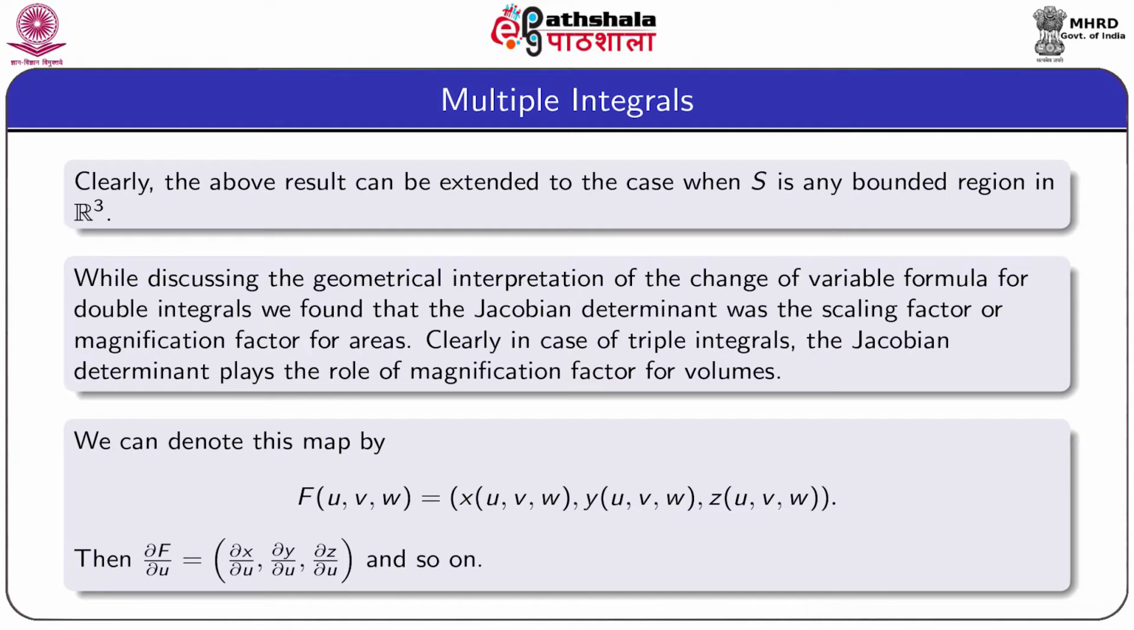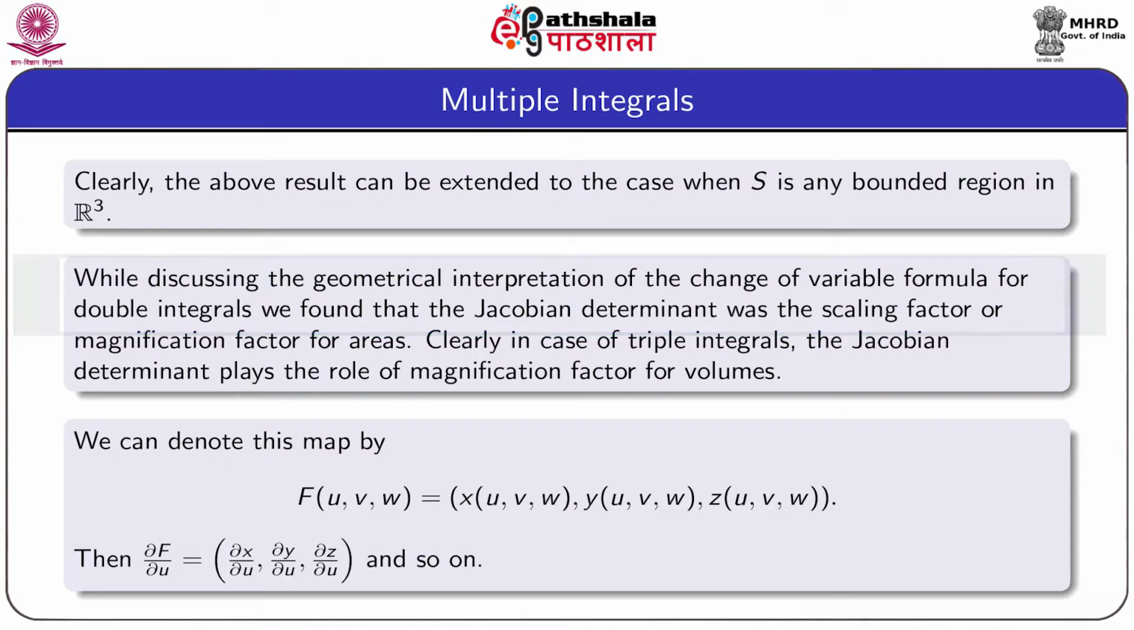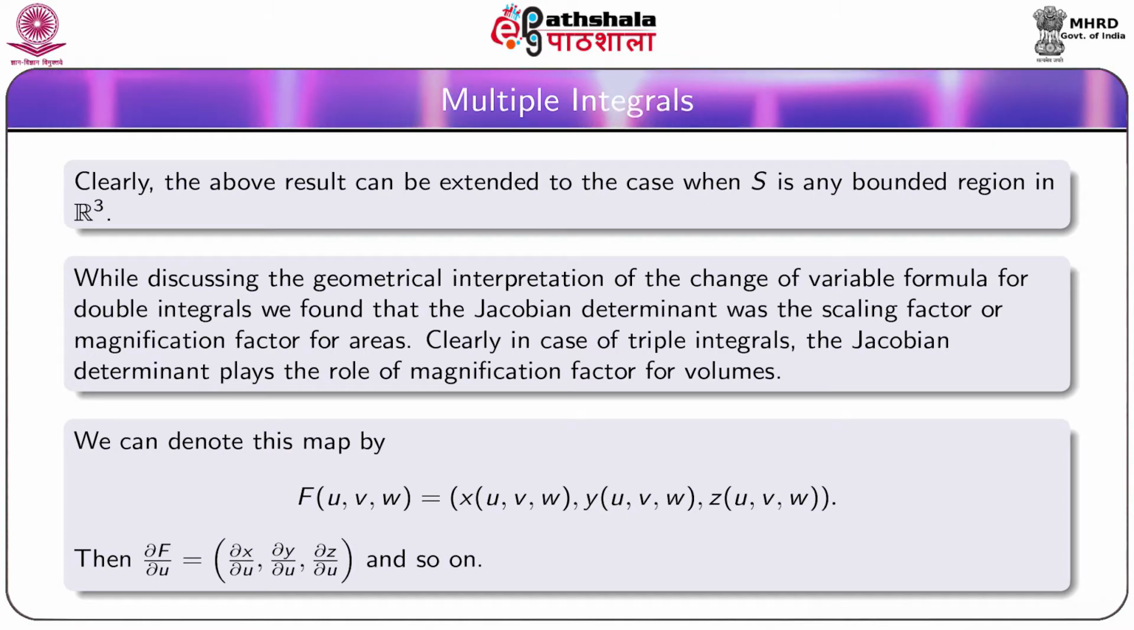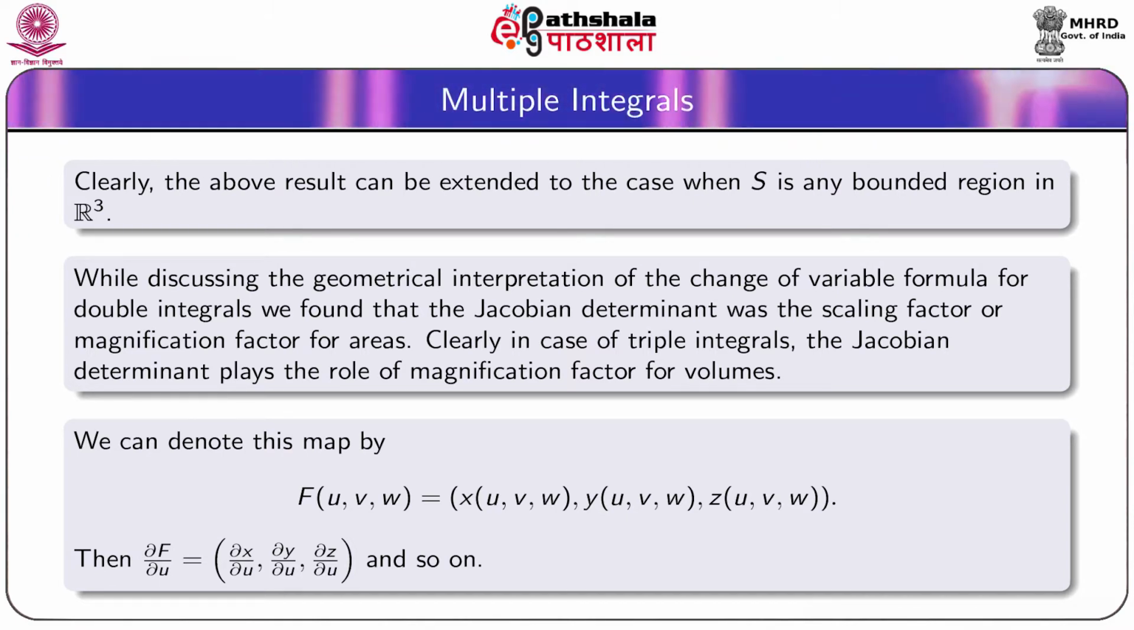Clearly, the above result can be extended to the case when S is any bounded region in R3. While discussing the geometrical interpretation of the change of variable formula for double integrals, we found that the Jacobian determinant was the scaling factor or magnification factor for areas. Clearly, in case of triple integrals, the Jacobian determinant plays the role of magnification factor for volumes.